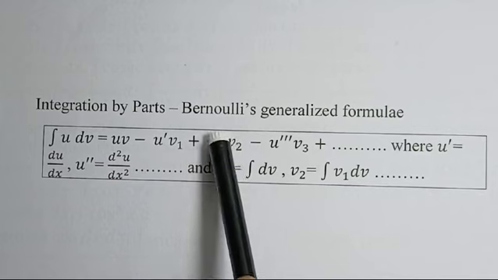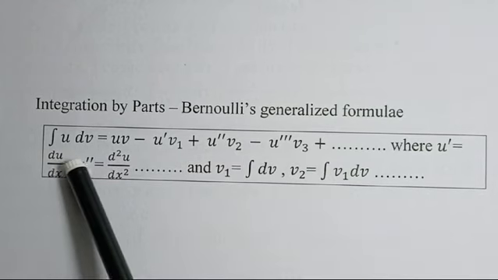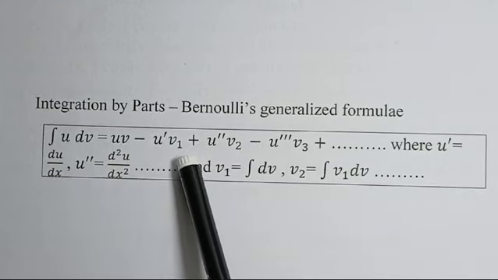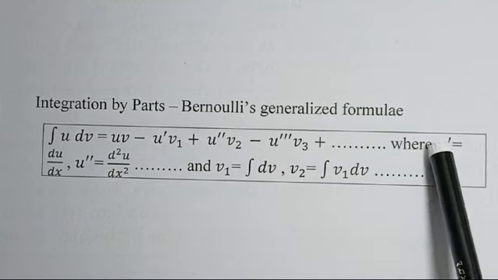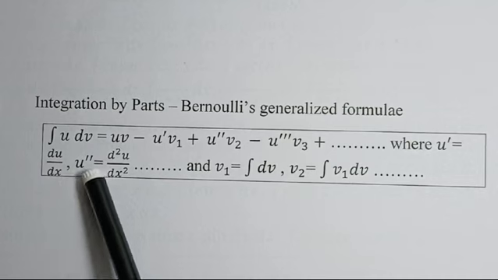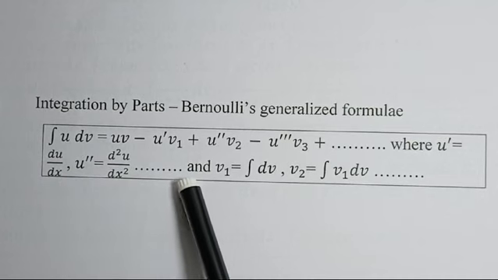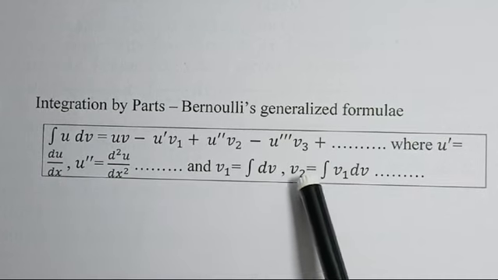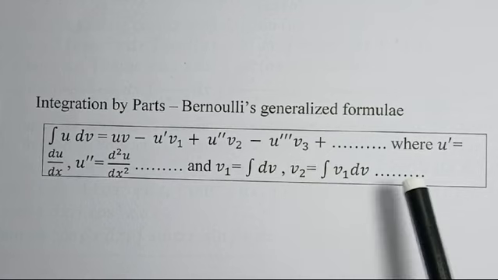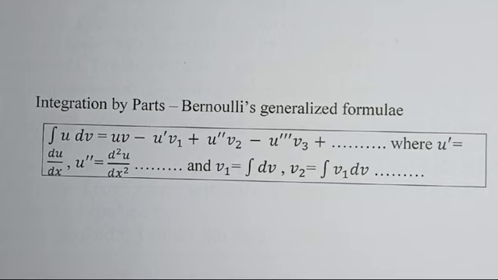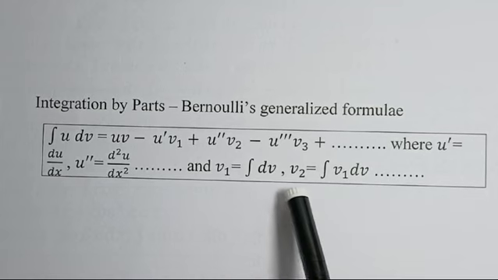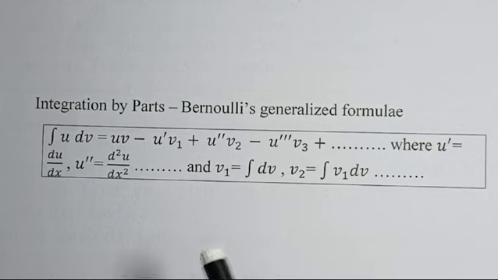Integration by parts, Bernoulli's generalized formula. Integral u dv equal to uv minus u dash v1 plus u double dash v2 minus u triple dash v3 plus etc., where u dash equal to du by dx, u double dash is d square u by dx squared, etc., and v1 equal to integral dv, v2 equal to integral v1 dv, etc. Here u dash, u double dash, u triple dash are successive derivatives of u, and v1, v2, v3, etc. are successive integrals of v.